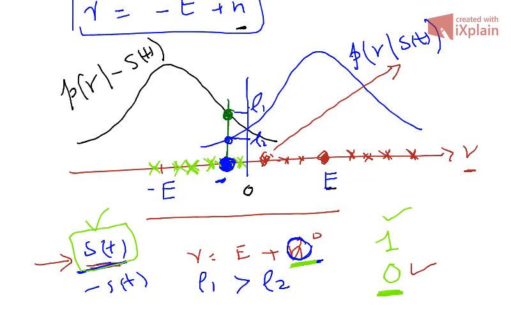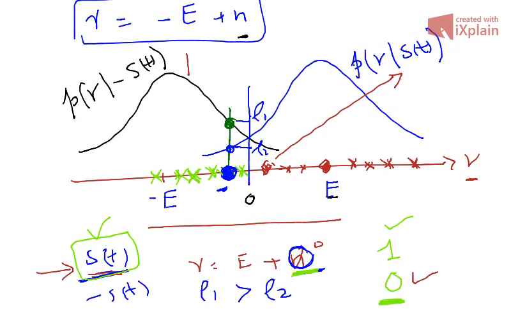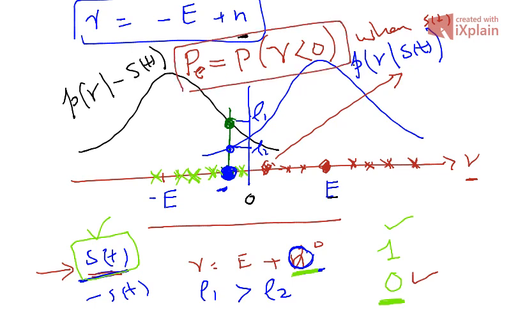We can say that the probability of error, when the error occurs, is the probability that the received signal is less than 0 given that S of t is transmitted. So this would be the probability of error expression: probability that R is less than 0 when S of t is transmitted.